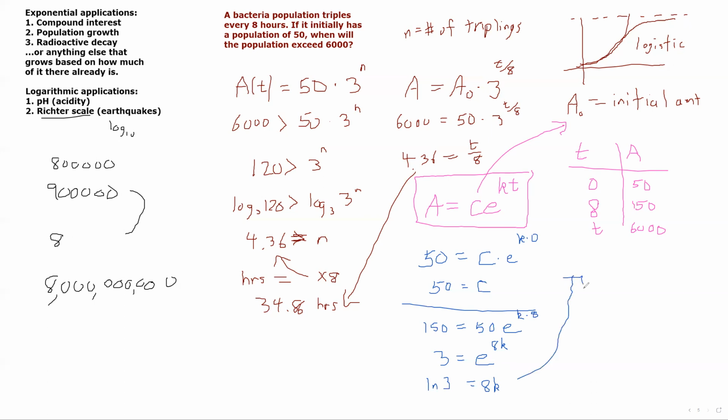And we conclude then that 1.099 is equal to 8k. And we'll divide that by 8, and we will get that k is about 0.137. This is the number that we need to put here in order to scale things at the correct rate. In order to triple every 8 hours, we need this number to be 0.137.